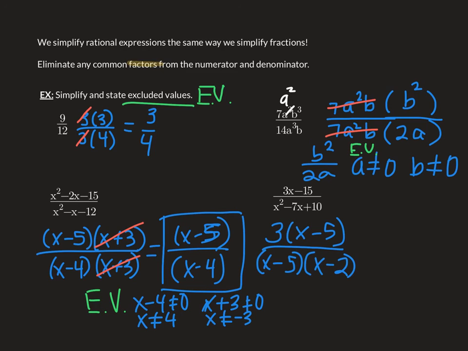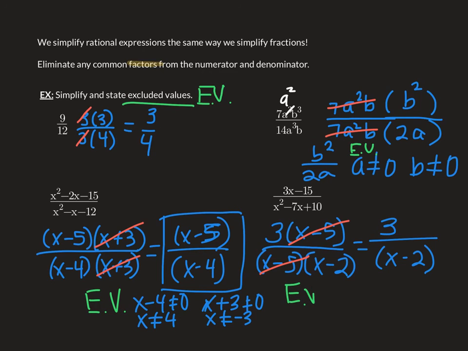Okay, now I'm looking for common factors. Well, I happen to have a common factor with my x minus 5's. It is possible to have more than one common factor. So it is possible you may be canceling out more than just the x minus 5, and that's okay. So this one I'm only canceling out the x minus 5, and we get 3 on the top is what's left, and x minus 2 in the denominator, and there's my final answer.